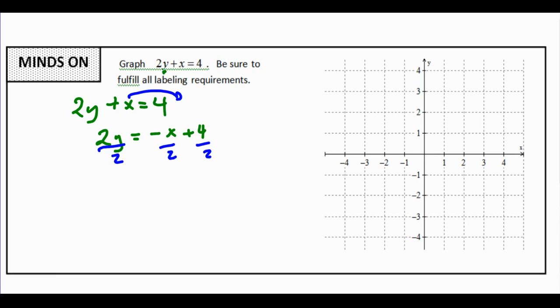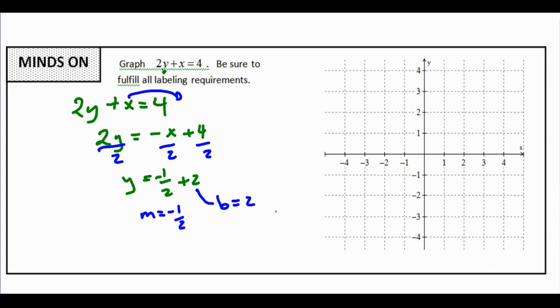So when we see this combination here, we know we're going to have a negative 1 because there's a 1 in front of the x over 2. And we know this can reduce. 2 goes into 4 twice. And of course, the y is by itself now. So this makes it a lot easier to graph. We have b equals 2 and m equals negative 1 over 2.